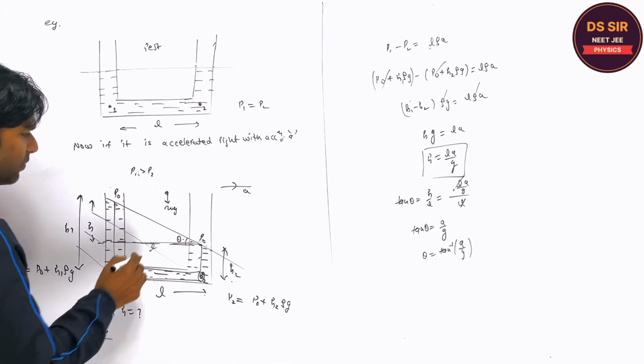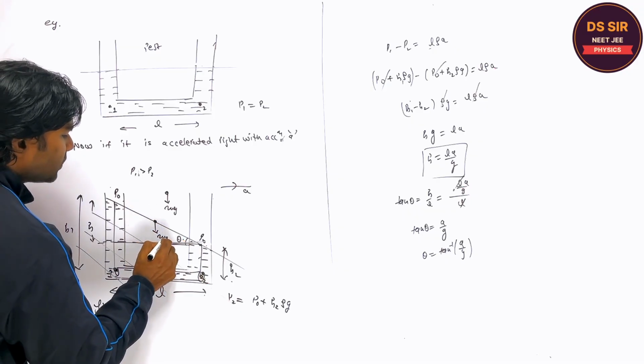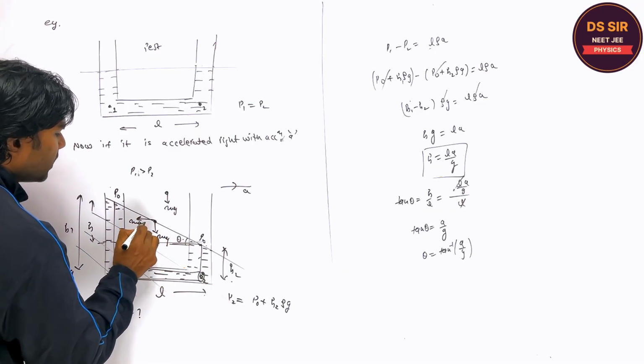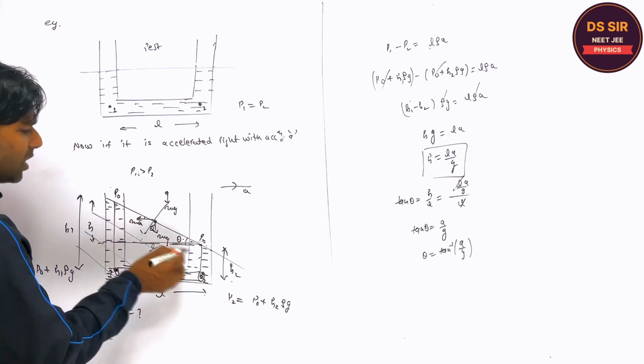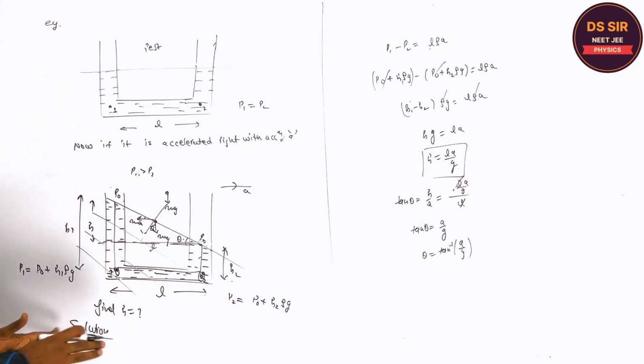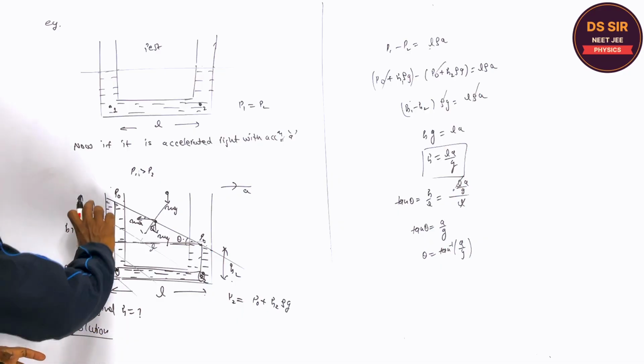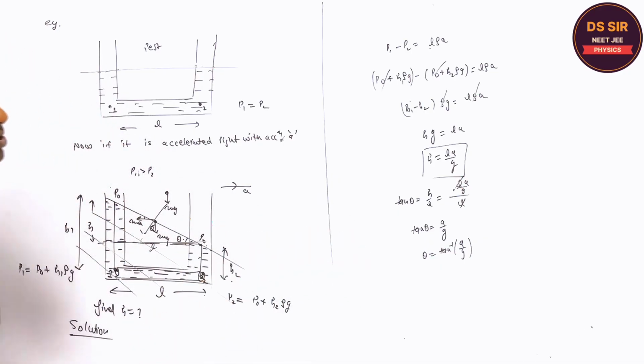Mg is acting in this way, right? Ma is acting in this way. This is the net force. This is the theta. In this way also you can find tan theta. The other way is like this, H upon L. The same answer you will get.